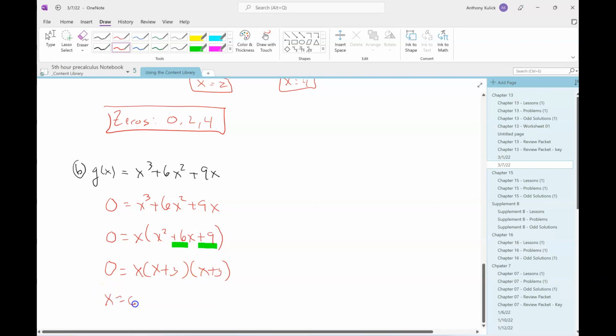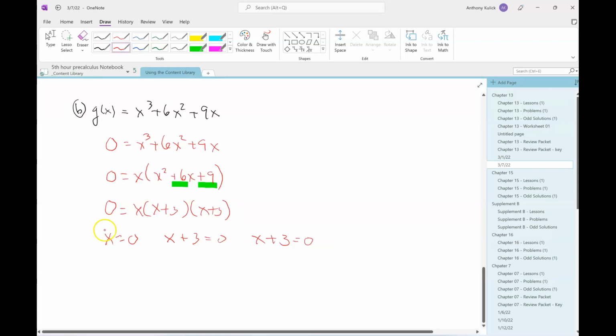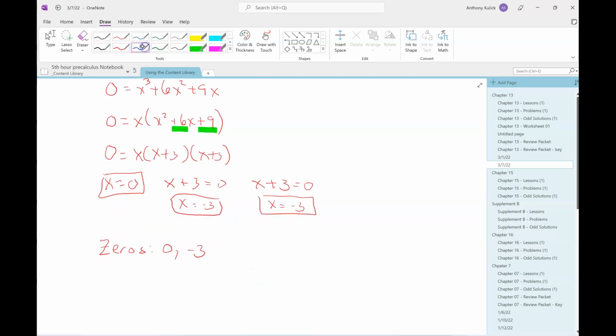I then apply my zero product property. So I get x equals 0. Then I get x equals negative 3 as an answer 2 times, right? But when I list my zeros, I just write 0 and negative 3.